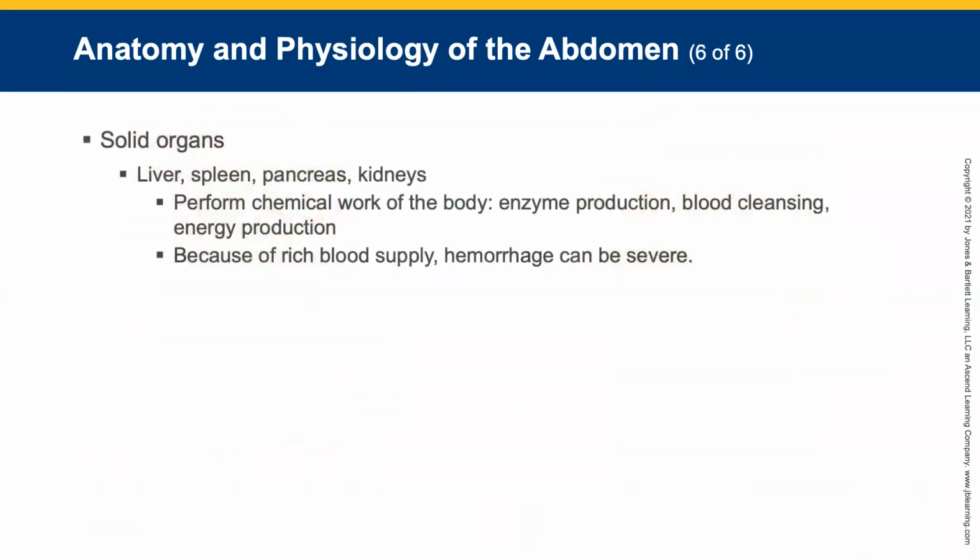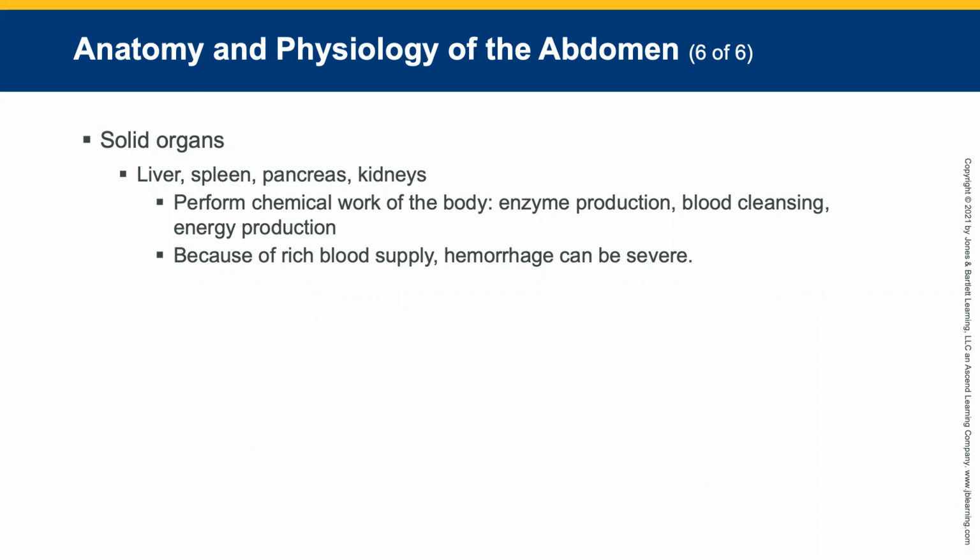So the solid organs of the abdomen include the liver, spleen, pancreas, and kidneys. These organs perform the chemical work of the body. That's a little hint, kind of tells you what's going on there. They do enzyme production. They work on blood cleansing, the endocrine functions, and energy production. Because of their rich blood supply, hemorrhage of solid organs can be very severe.